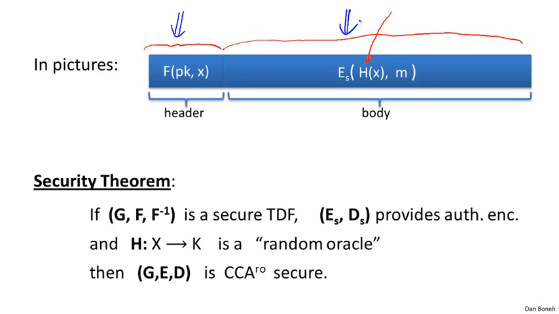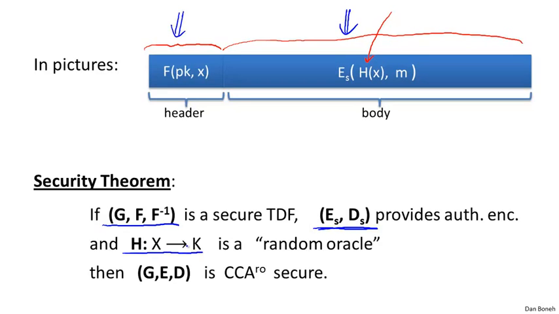So as usual, when I show you a system like this, obviously you want to verify that decryption, in fact, is the inverse of encryption. But more importantly, you want to ask, why is this system secure? In fact, there's a nice security theorem here that says that if the trapdoor function that we started with is secure, in other words, it's a one-way function if the adversary doesn't have the secret key, the symmetric encryption system provides authenticated encryption, and the hash function is a random oracle, which simply means that it's a random function from the set X to the set of keys K.